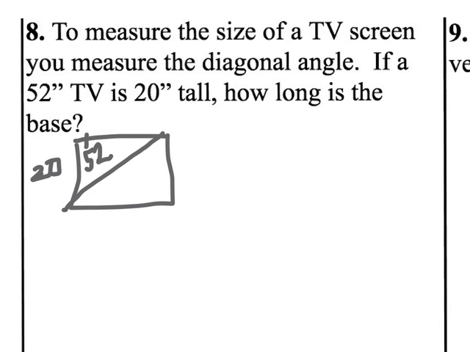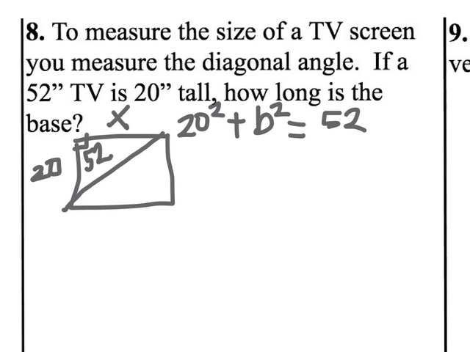And now I have a right triangle, and I have an opportunity to use the Pythagorean theorem, and it asks me to find the base. So I'm going to be solving for a leg. So the Pythagorean theorem is going to look like this: 20 squared plus b squared, because we're solving for the missing leg, equals 52 squared, because that's the hypotenuse.